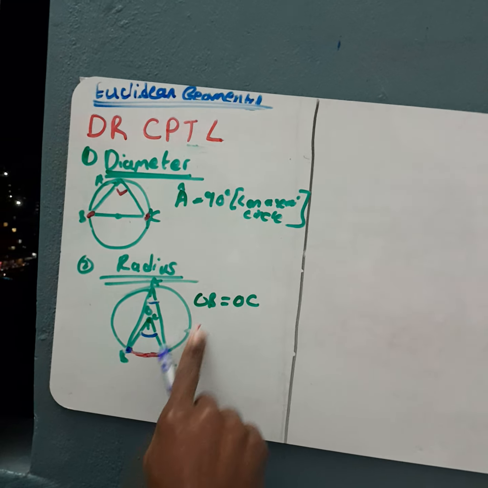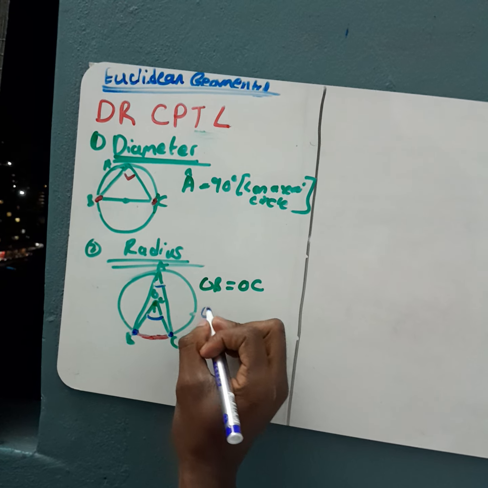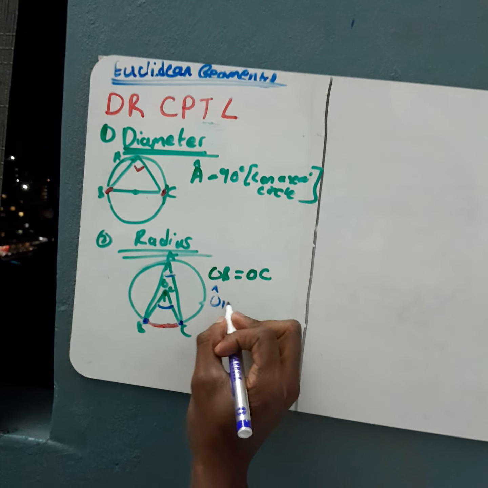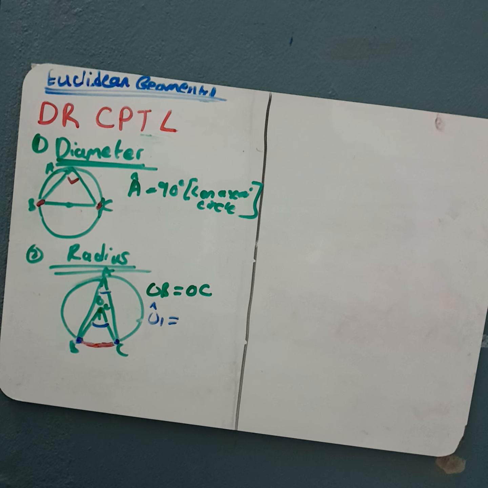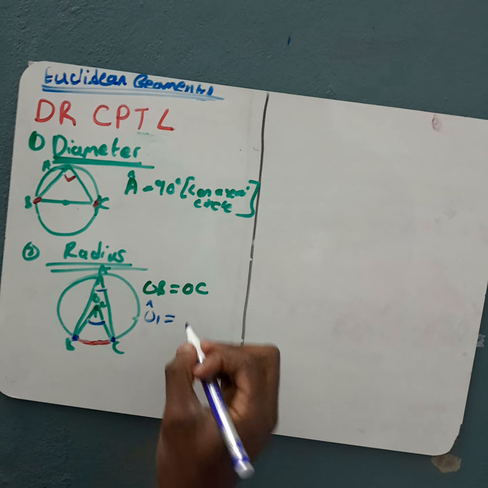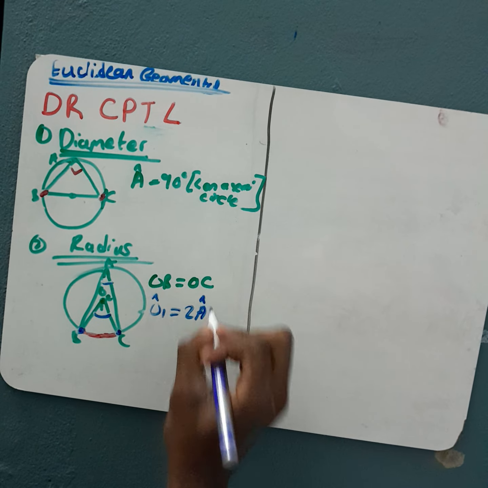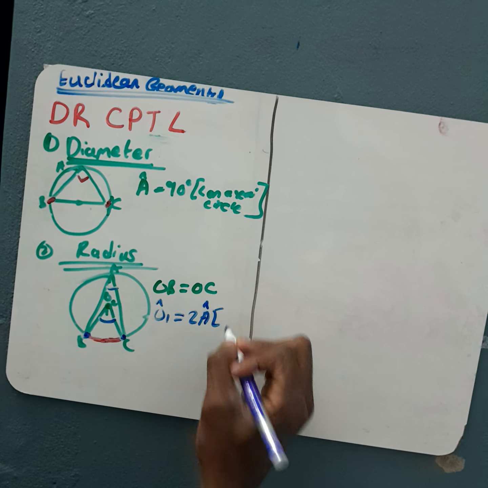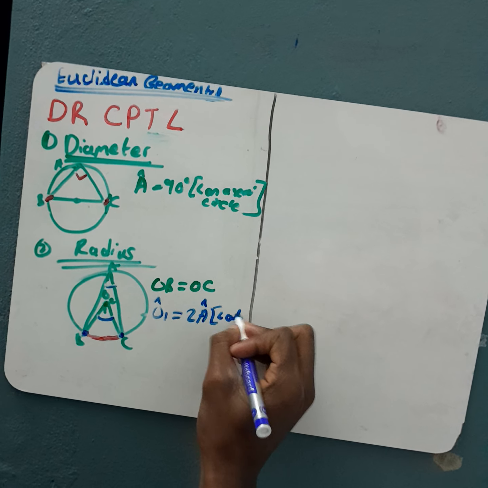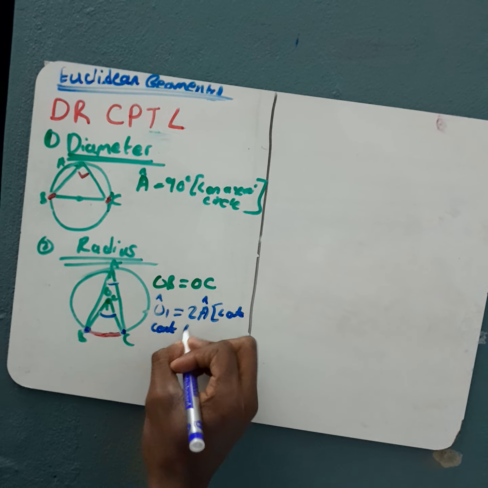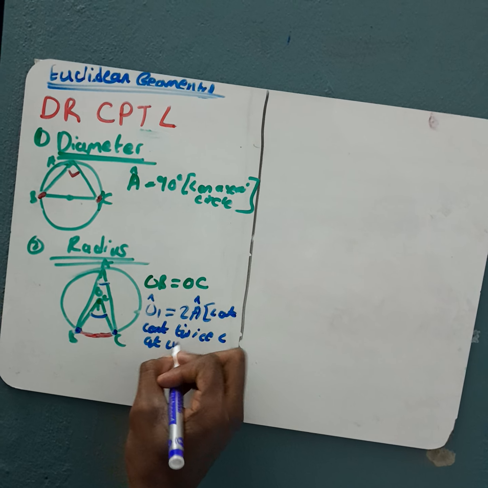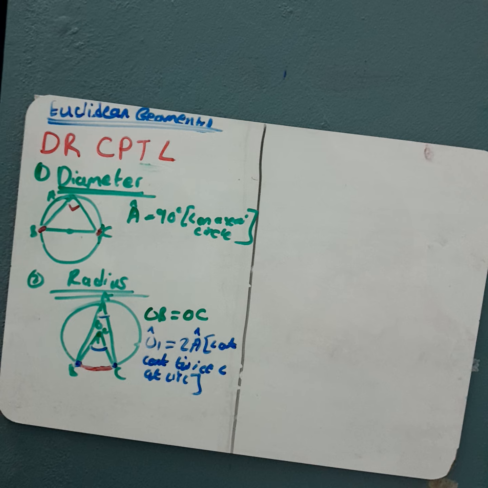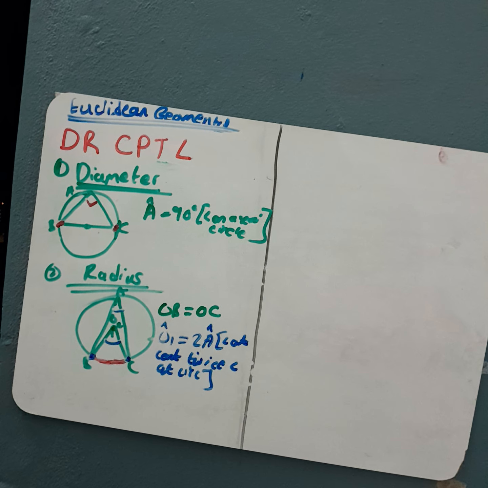So the angle at the center, O1, equals what? Twice the angle that is subtended by the same arc on the circumference, which is angle A. So it's going to be 2 angle A. Now you can see what? The angle at the center is twice the angle at the circumference. You are done about the radius theorem, number 2.